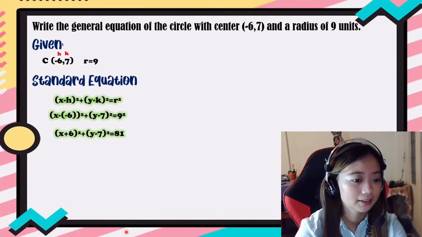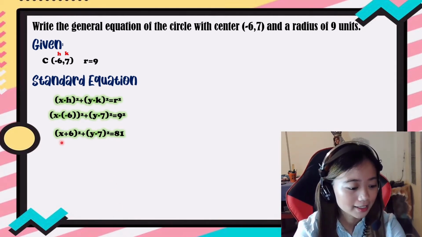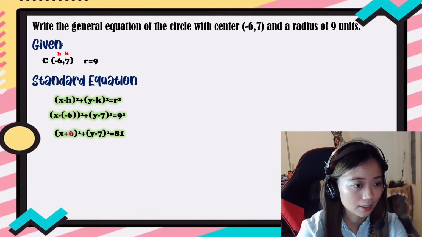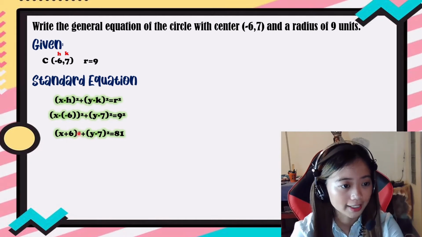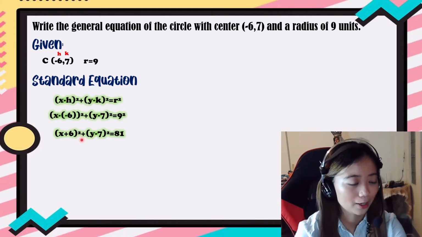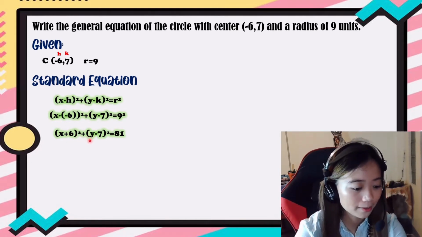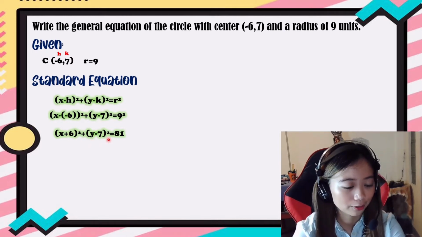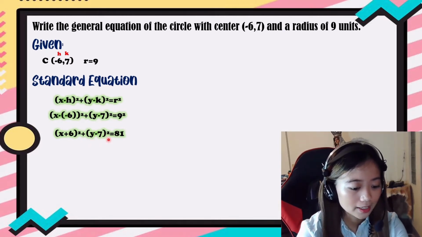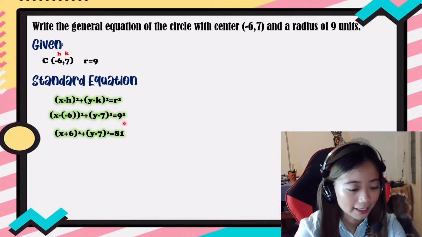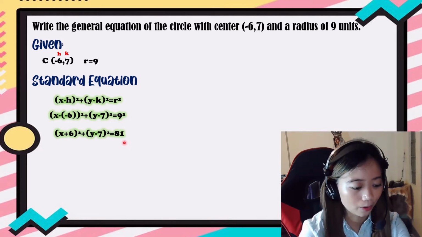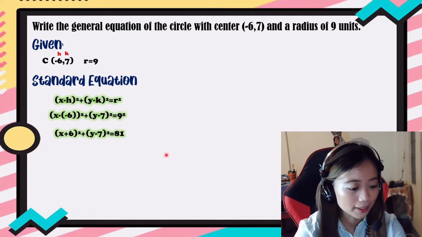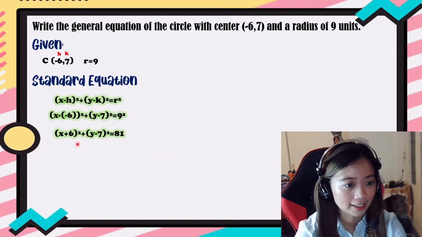And then, we will bring down the x. Negative times -6 equals +6 raised to the second power, plus the quantity of bring down y minus 7 raised to the second power, equals 9 squared. 9 times 9 equals 81. So, this will be the standard equation of the circle.